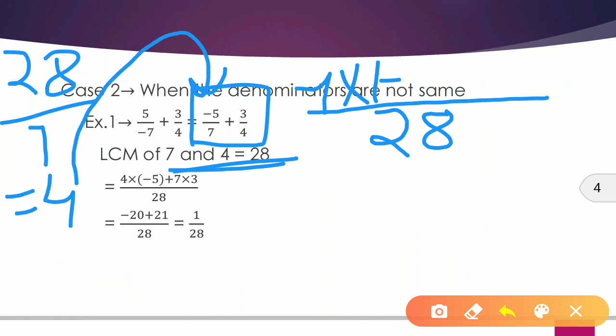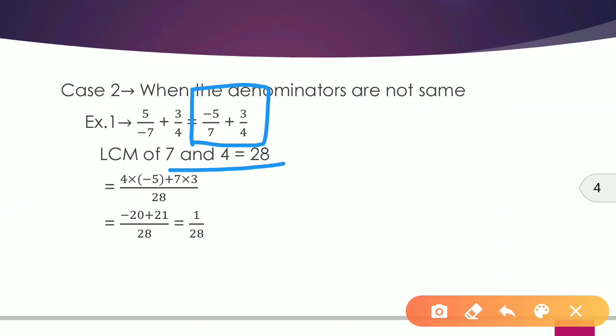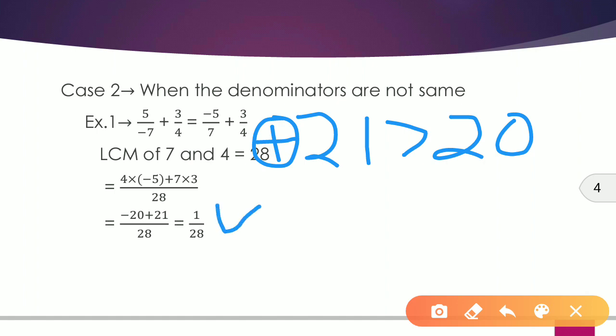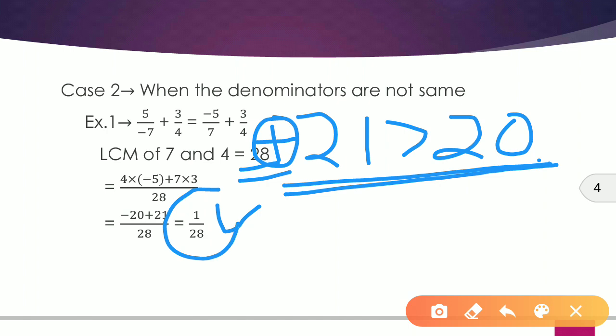As we can see, 21 is greater than 20. And what is the sign of 21? The sign of 21 is positive. Plus and minus will give you minus. So minus 20 plus 21 will be equal to 1 by 28. Why have we excluded the negative sign? Because 21 is greater than 20 and 21 is with the positive sign. That's why we are taking here a positive sign. So this is your answer.